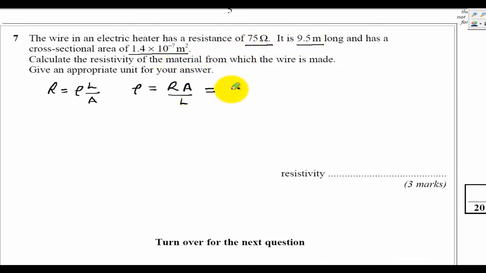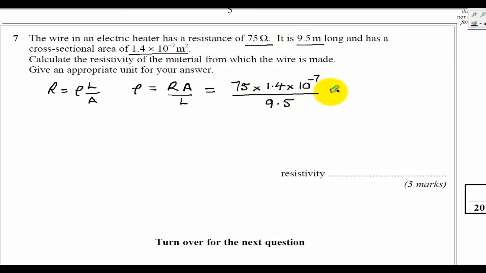So first I need R, so that's 75 ohms, multiplied by the cross-sectional area, which is 1.4 times 10 to the minus 7 meters squared, divided by the length, which is 9.5 meters. Just one little check, that's in meters squared and that's in meters, so that's okay.